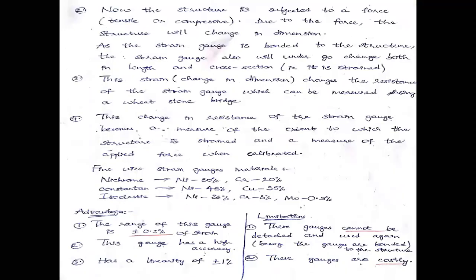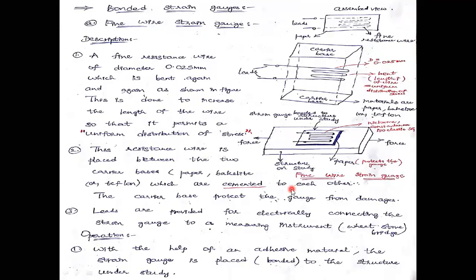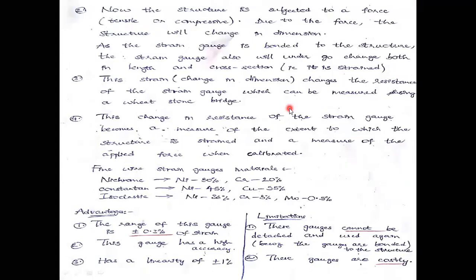Now the structure is subjected to a force, that is, a tensile force or a compressive force is applied. Due to this force the structure will change in dimension. As the strain gauge is bonded to the structure, the strain gauge also will undergo some changes with respect to the length and cross-sectional area, that is, it is strained.